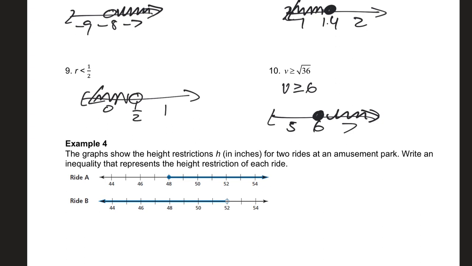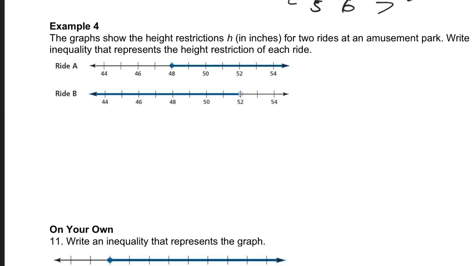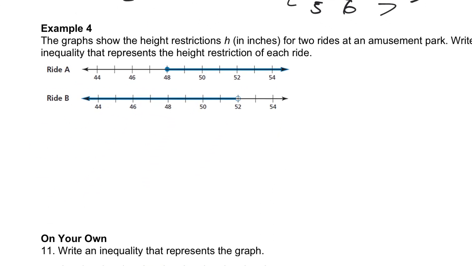All right, I'm going to move on to example 4 here. This one says the graphs here show the height restrictions, represented as h in inches, for 2 rides at an amusement park. Write an inequality that represents the height restriction of each ride. So for ride A, we have a closed circle, so that is an equal to symbol. We are shading to the right, which means it's a greater than symbol. So h is greater than or equal to 48.